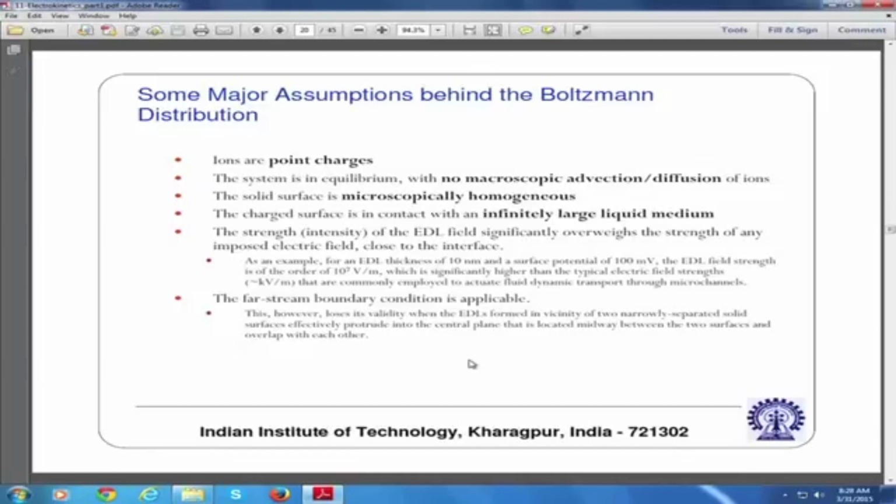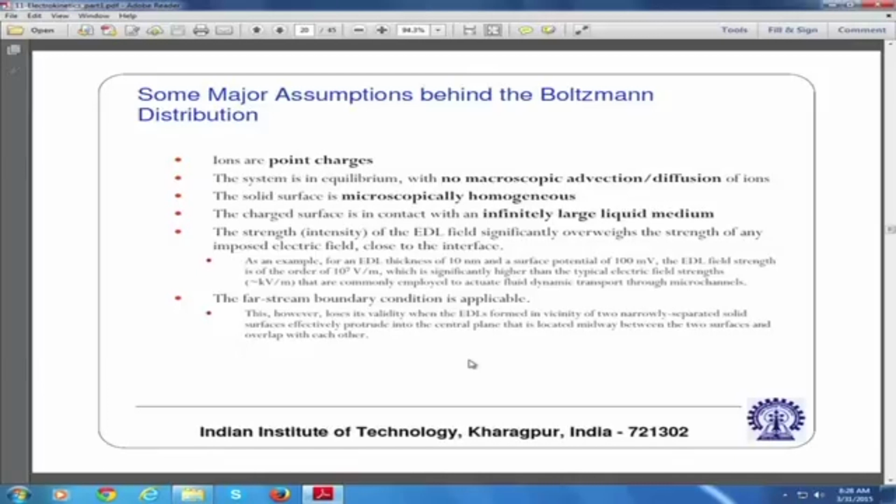However, because of the finite size of the ionic species, you will definitely have restricted number density of ions on a particular surface. The system is in equilibrium with no macroscopic advection diffusion of ions, because if you recall, we basically recovered the Boltzmann distribution from the Nernst-Planck equation by setting the advection terms to 0 and unsteady terms to 0. The solid surface is microscopically homogeneous.